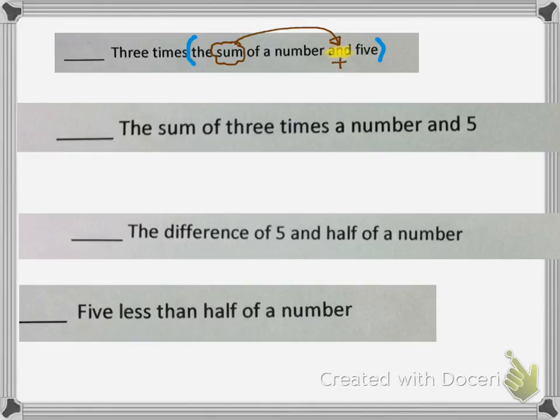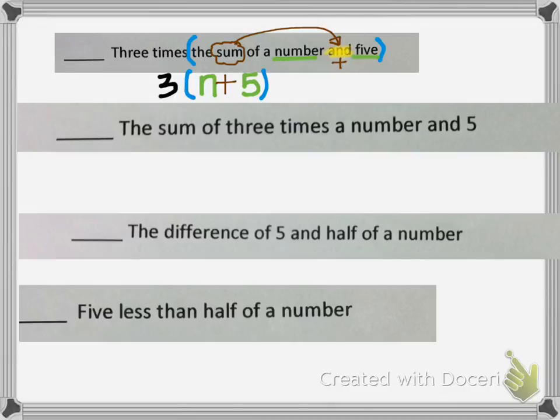So we have 3 times the sum of a number and 5. So we're going to start with 3, then we're going to open our parenthesis. Now, we're finding the sum of a number and 5. So the plus sign is going to go in between the number and 5. And then we close our parentheses.